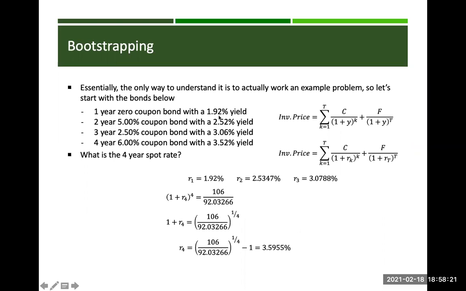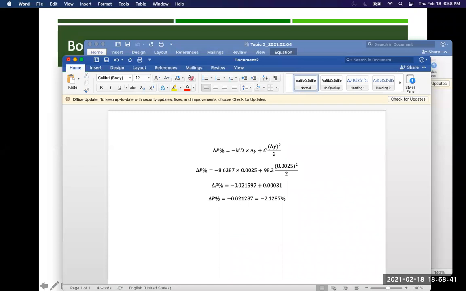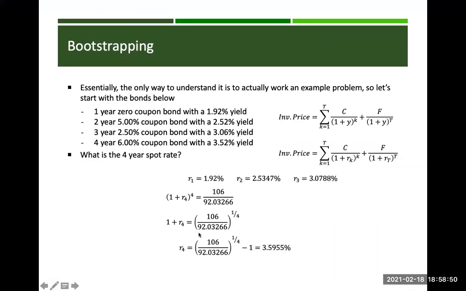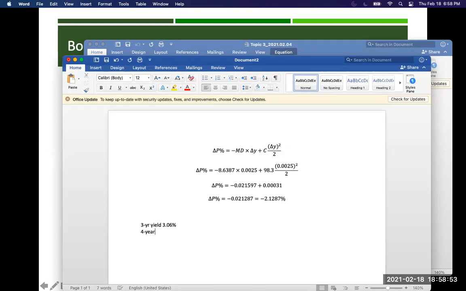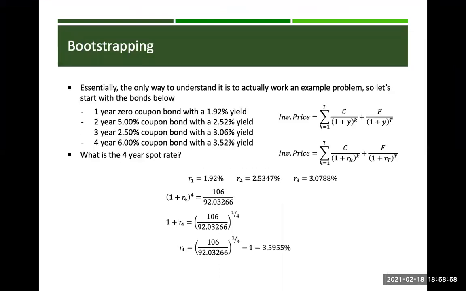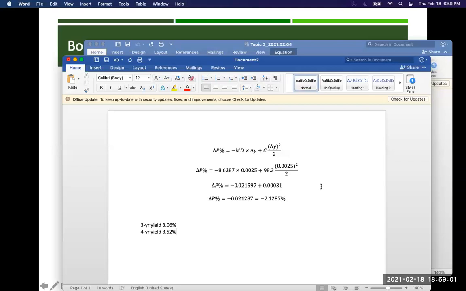Look at how the yields and the spots don't match up perfectly, but they're very close to each other. So you might be thinking, well, what's the big deal? Couldn't we just use 3.52 and 3.06? Let's see. 3-year yield, 3.52, and then 3.0788.